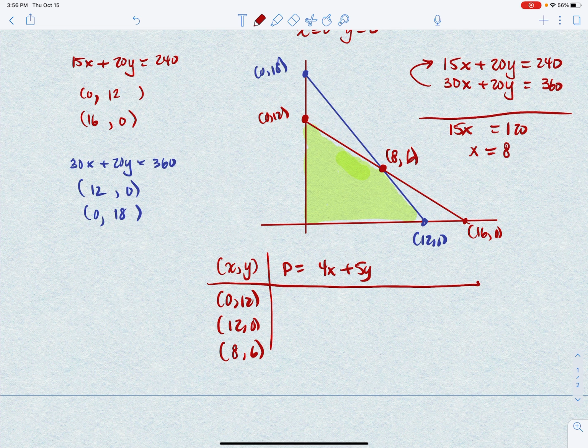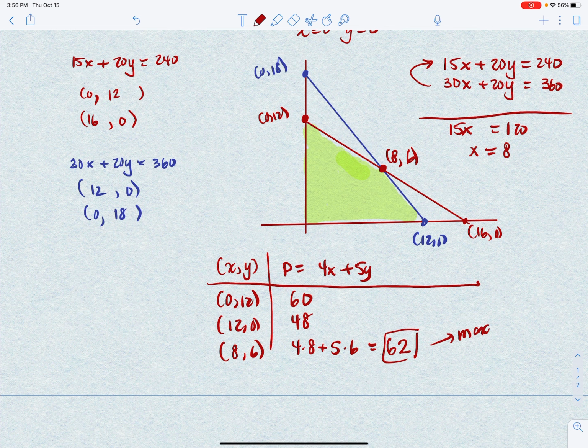So 0, 12. Well, if I plug in 0 for x and 12 for y, I get 4 times 0, which is 0, 5 times 12, which is 60. That looks like 60. If I plug in 12, 0, I get 4 times 12, which is 48, plus 0. That gives me 48. And if I plug in 8, 6, this is the one that takes a little bit more work. But let's see if we get reward out of it. So 4 times 8 plus 5 times 6 looks like it's 62. And look at that. There's our max.